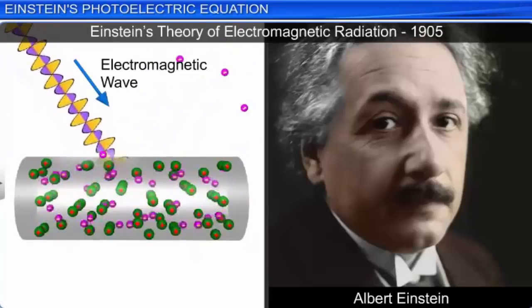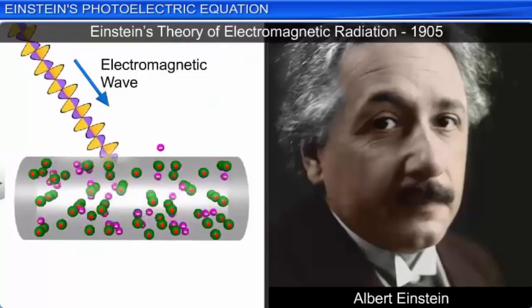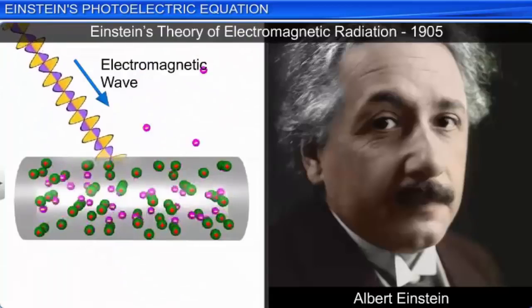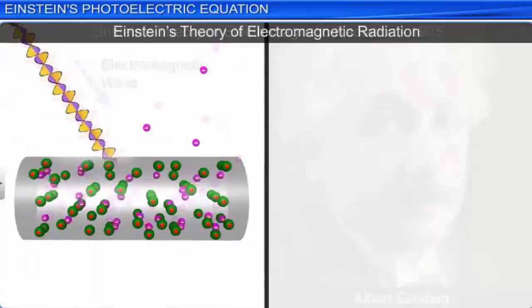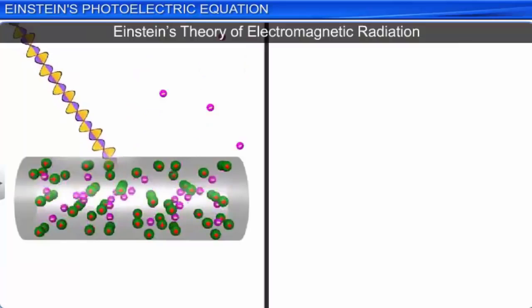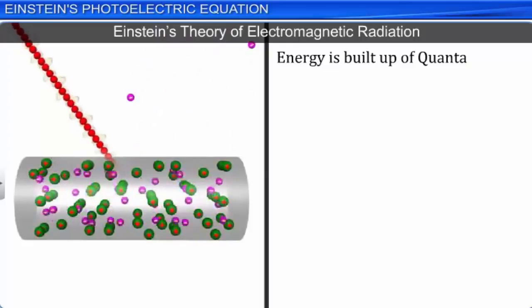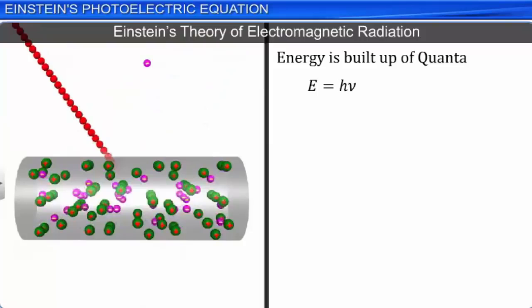In 1905, Albert Einstein proposed a radically new theory of electromagnetic radiation to explain the photoelectric effect. This theory addresses the contradictions between particle nature and wave nature of light. According to this theory, electromagnetic radiation energy is built up of discrete units called quanta of energy of radiation. This is also called the photon. Each photon has energy E equal to hν, where h is Planck's constant and ν is the frequency of the incident radiation.